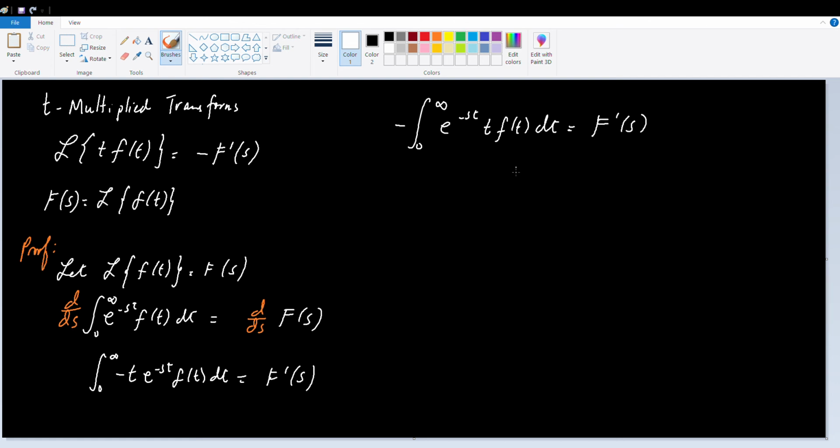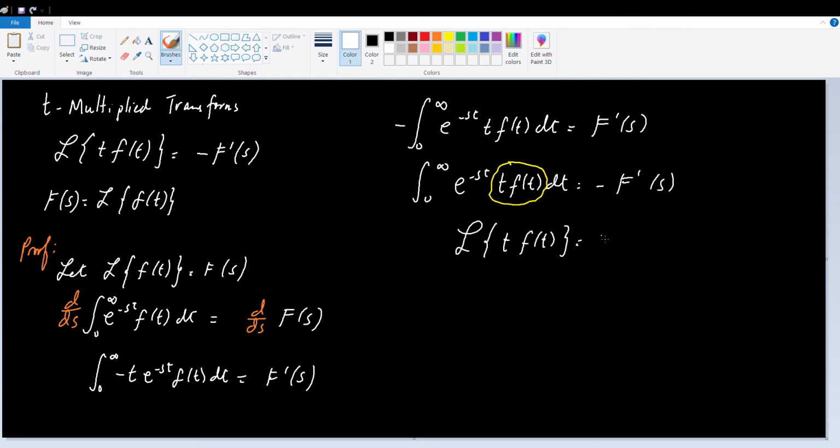So multiplying both sides by a negative sign, the integral from 0 to infinity of e to the negative st, t f of t dt is equal to negative F prime of s. And we recognize the left side, with t f of t as the function, as the Laplace transform of t f of t, equal to negative F prime of s.